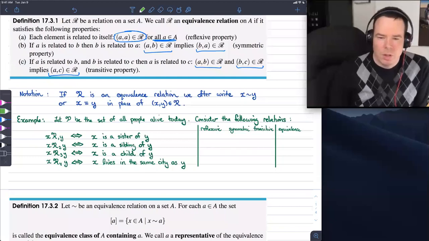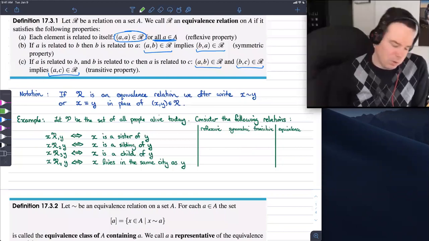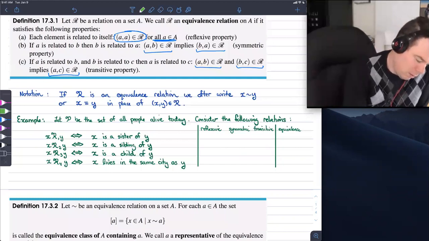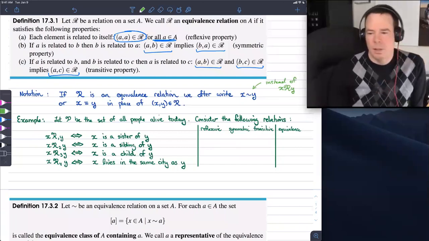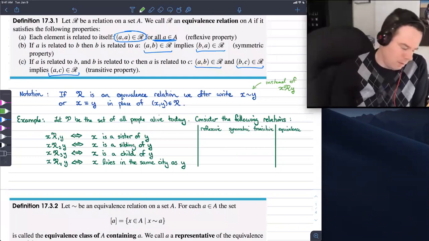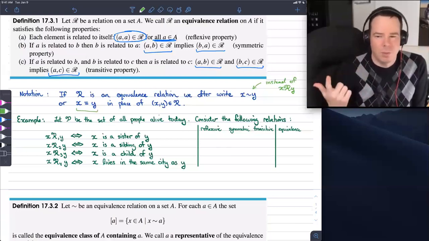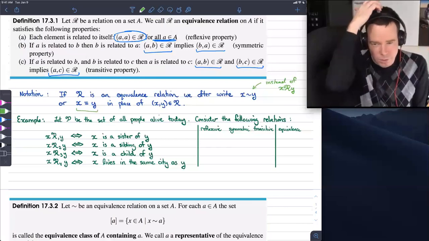So when we're talking about equivalence relations, instead of using the X, R, Y notation, we often use this tilde notation. So I often write this instead of X, R, Y. And we read that as X is equivalent to Y. And sometimes this tilde is just replaced with a triple equal sign. So X and then triple equal sign Y to mean that X is equivalent to Y. So we'll either use tilde or triple equal sign when we're talking about an equivalence relation.